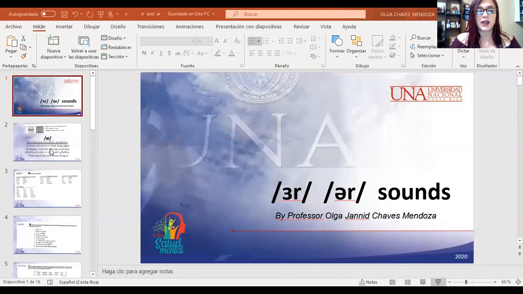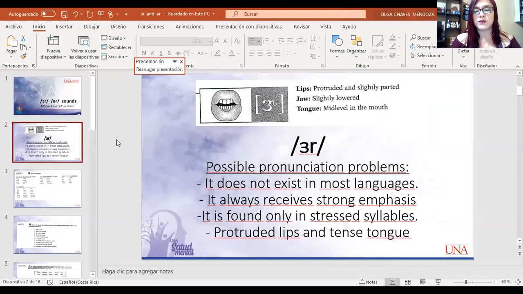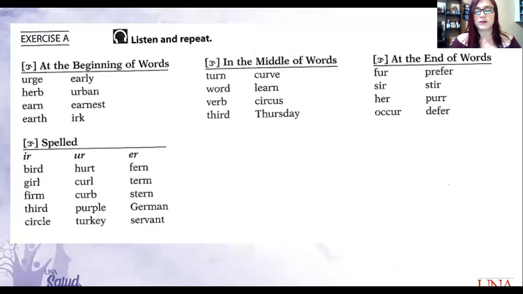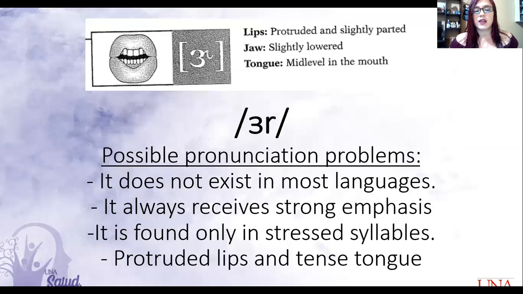First I'm going to show you some important characteristics of these two sounds. We can see here that, according to the lips, when you do this sound you can feel that your lips are protruded, but also slightly parted, so they are not together. They don't come together like in other sounds. The other characteristic is related to the jaw, which is just slightly lowered, and the tongue is going to be in the mid-level position.